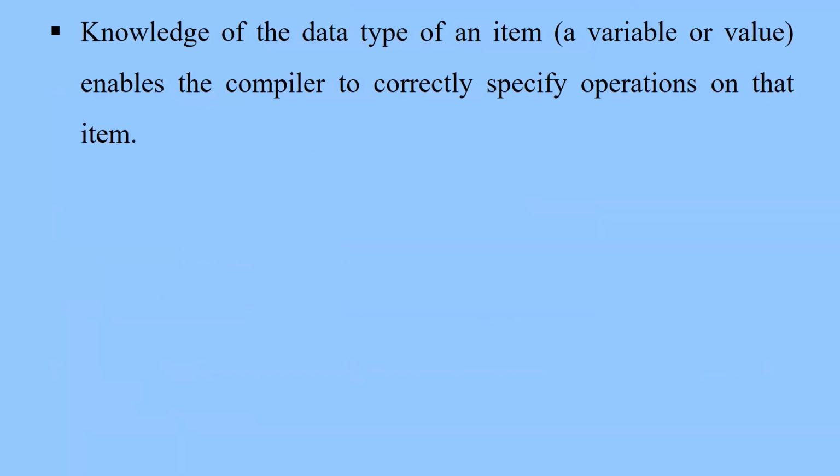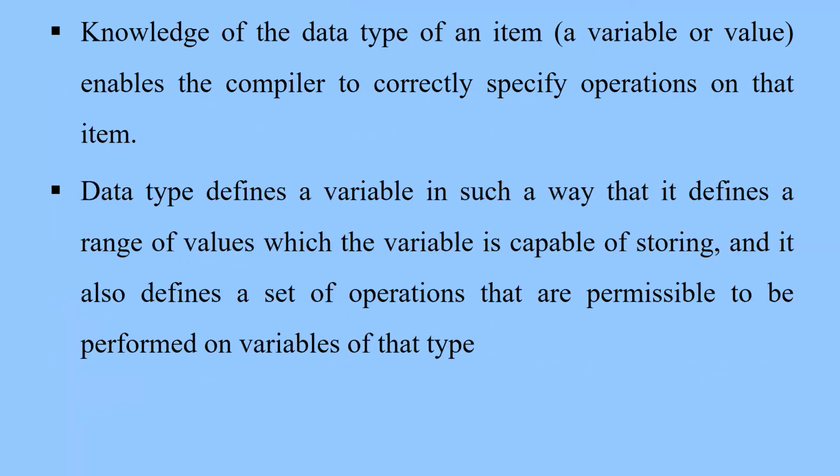Knowledge of the data type of an item, that is a variable or value, enables the compiler to correctly specify operations on that item. A data type defines a variable in such a way that it identifies or defines a range of values which the variable is capable of storing, and it also defines a set of operations that are permissible to be performed on variables of that type.